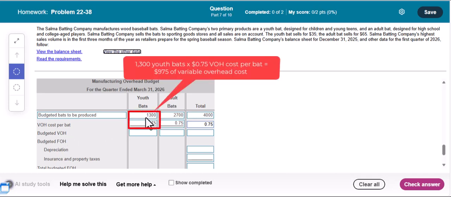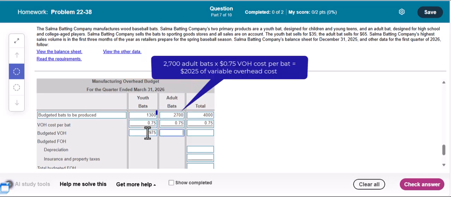So that's 75 cents. So then to get the budgeted VOH, that variable overhead, we're going to take these 1,300 youth batts here and multiply by the variable overhead cost per batt. And we'll do the same for the adult batts. We'll multiply the budgeted batts to be produced at 2,700 times that VOH cost per batt of 75 cents. So let's go ahead and start out by getting the budgeted VOH for the youth batts. That is going to be 975. We'll go across to the adult batts. We're doing the same, and that is going to give us 2,025 there.